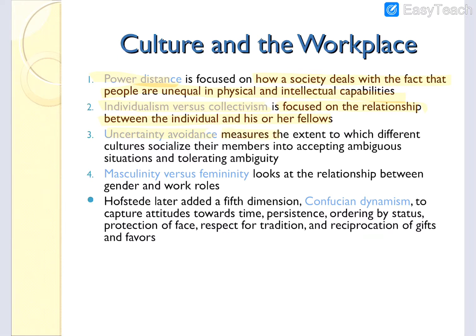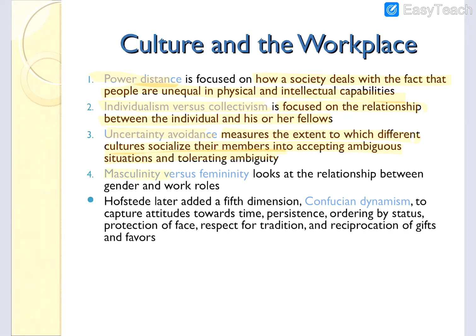Then we have uncertainty avoidance. It measures the extent to which different cultures socialize their members into accepting ambiguous situations and tolerating ambiguity. Ambiguity means uncertainty. Members of high uncertainty avoidance cultures place a premium on job security, career patterns and retirement benefits, while lower uncertainty avoidance cultures are more characterized by a greater readiness to take risks and less emotional resistance to change.